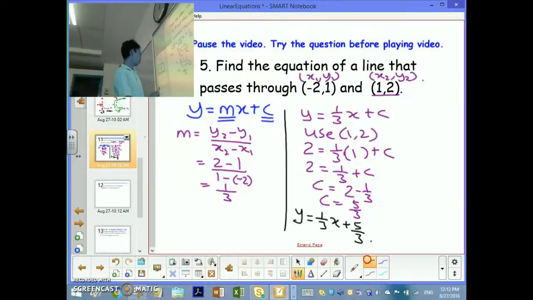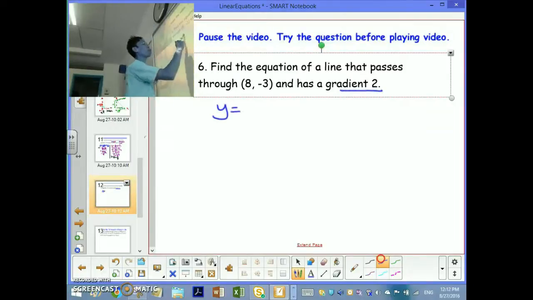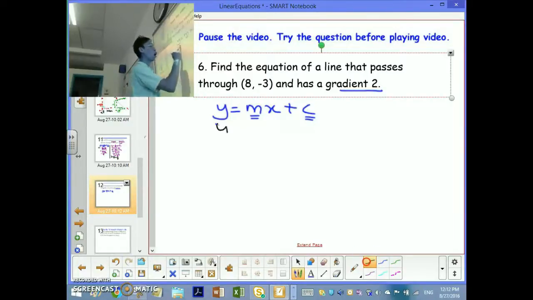Okay? Now let's look at another question. Pause the video, try the question before playing. Alright, welcome back. So this is slightly easier because the gradient is actually given. y equal to mx plus c again. m is my gradient, c is my y-intercept. I don't have the y-intercept, okay? But I have the gradient, so I'm going to put in y equal to 2x plus c.